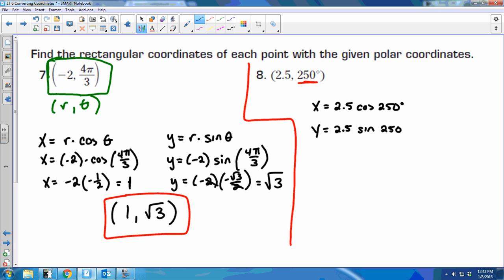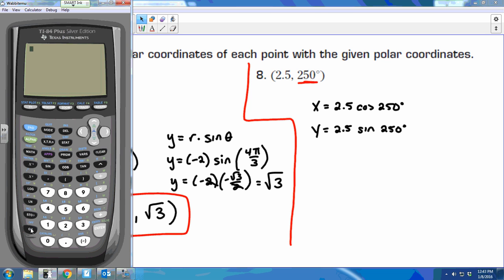Two fifty is not on the unit circle. You have to use your calculator anyway. What do you use it? I don't understand your question. You don't. You just use 250. Yes. Don't make it more complicated than it has to be.